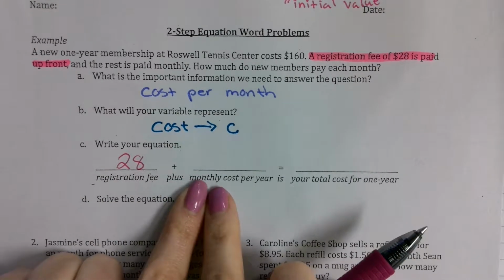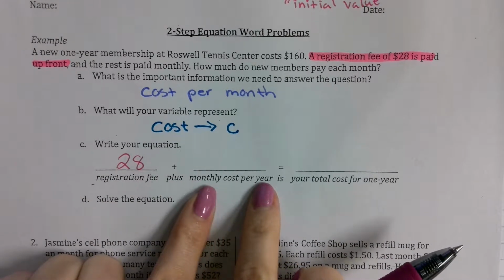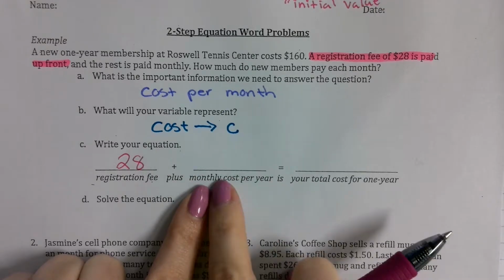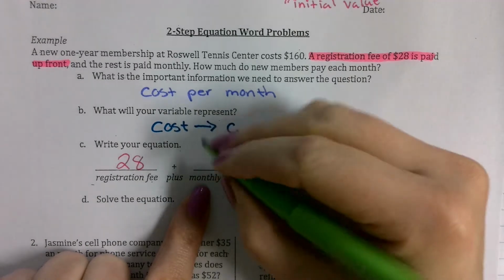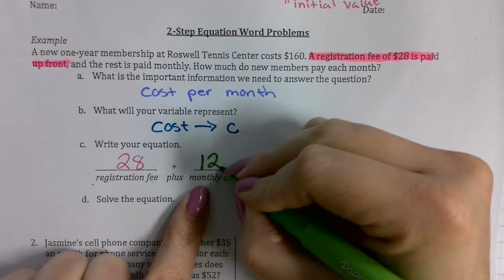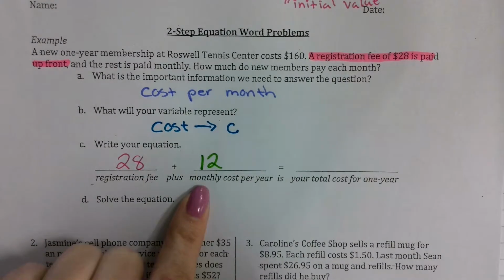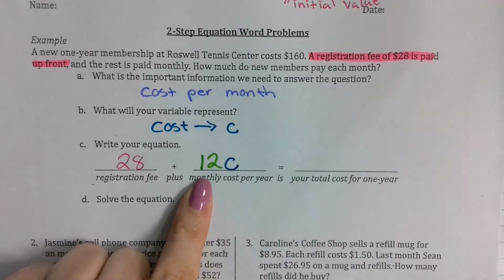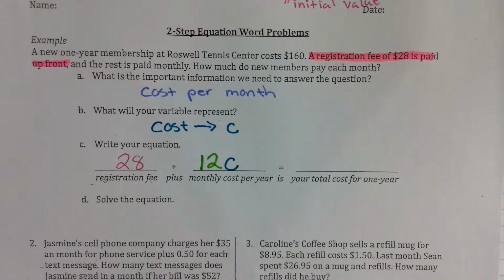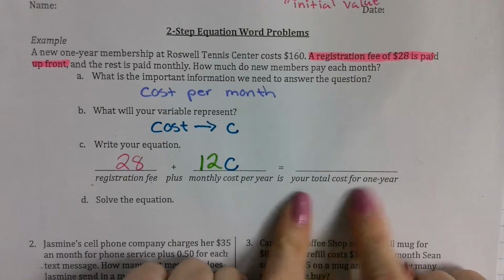Plus, you have to pay that monthly cost for the year. How many months again is it? 12 months. So my coefficient is going to be a 12 because I know I've got 12 months. And every single month, I'm going to pay the same cost, C. And once I've paid off my monthly cost, and I paid that upfront value of 28, what should my total cost for that 1 year be?